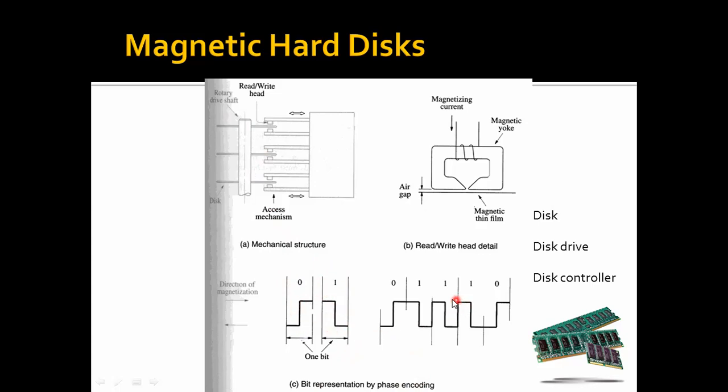Suppose we want to read or write the data 0 1 1 1 0, then how will the pulses be? Here 0 means low to high. Based on this we know the digital information stored in the hard disk. In this way we have bit representation by phase encoding here.